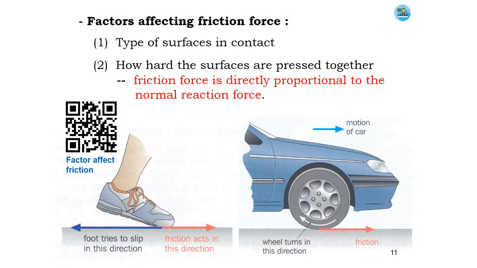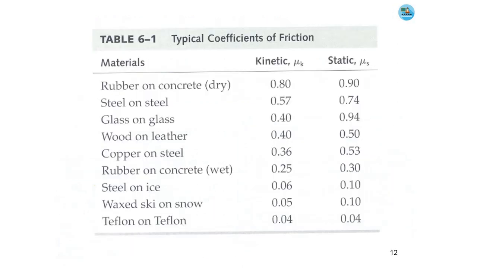Factors affecting friction force. Number 1, the type of surface in contact. Number 2, how hard the surfaces are pressed together. This is a table for values of mu k and mu s. The same material has different values of mu k and mu s. In general, mu s is greater than mu k.